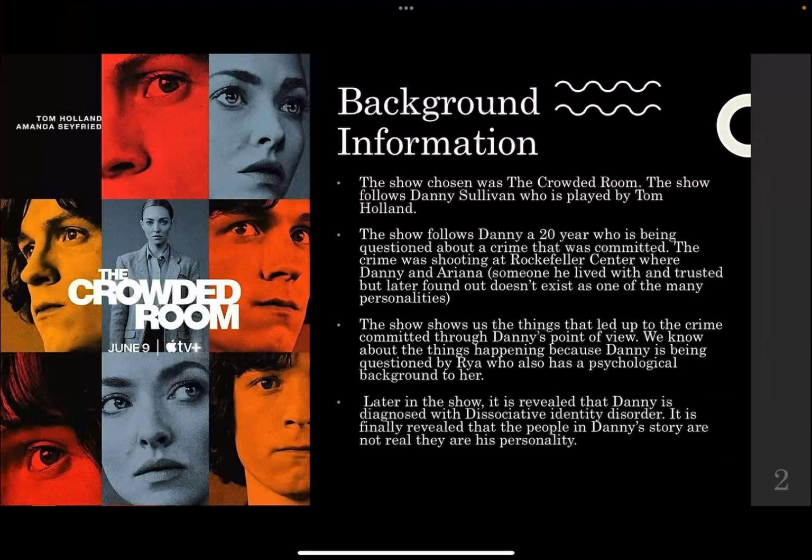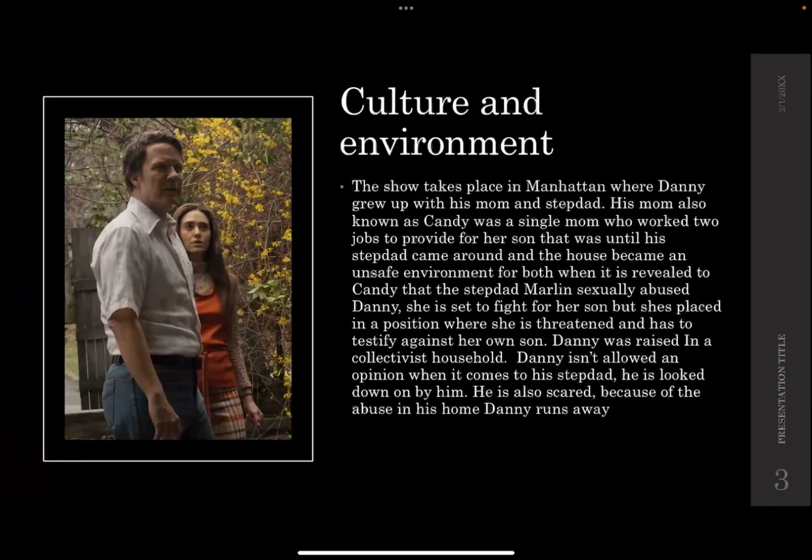We know this because the person conducting the questioning is Raya, a psychiatrist, who allows us to see Danny's point of view. When it comes to Danny's environment and culture, all you need to know is that he grew up in a very toxic and abusive household, and it was all because of his stepdad. We find out that Danny had been sexually abused by him, and it is revealed that this is where all his trauma is rooted from.